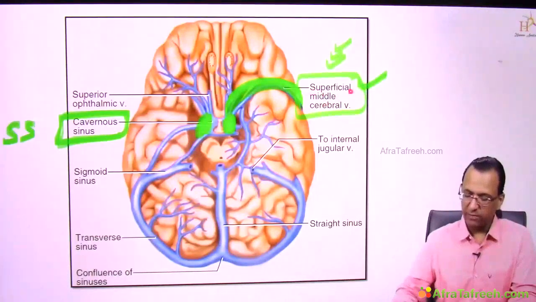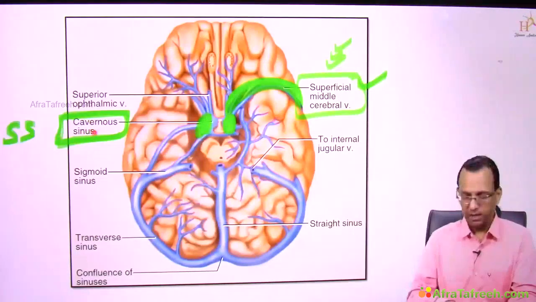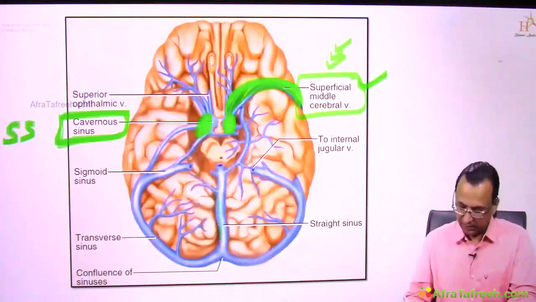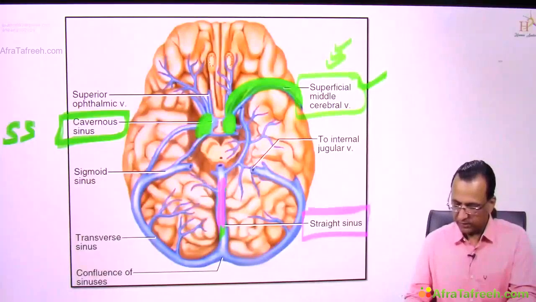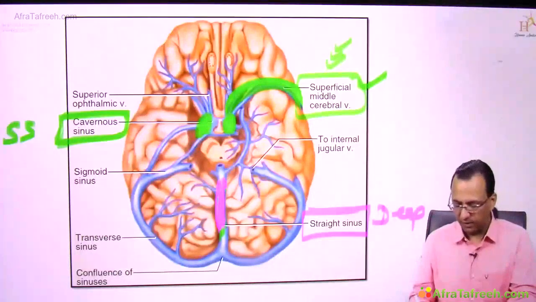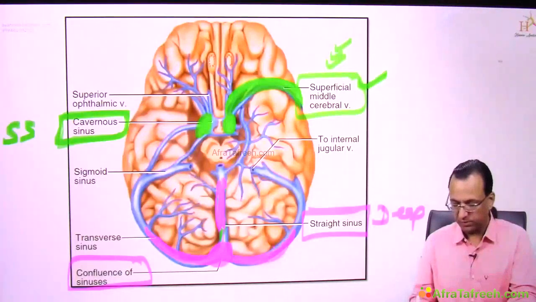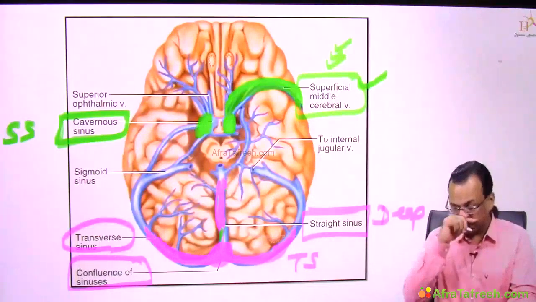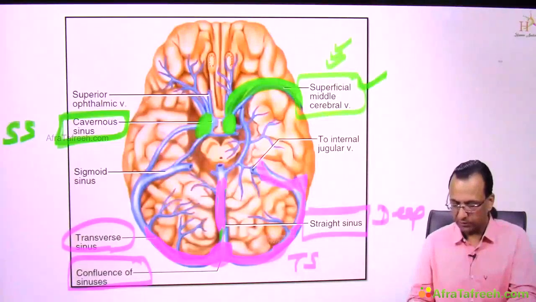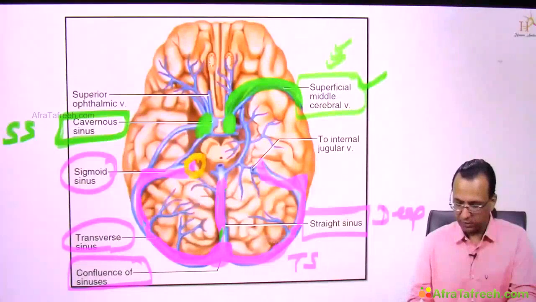The superficial middle cerebral vein drains to the superficial circulation. Who is the deep circulation then? Deep is here, the straight sinus. Can we discuss the deep circulation then? Of course. The straight sinus will drain to the confluence of sinuses, and the confluence will drain into the right and left transverse sinuses, which drain into the S-shaped sigmoid sinus, and after the sigmoid sinus, into the internal jugular vein.